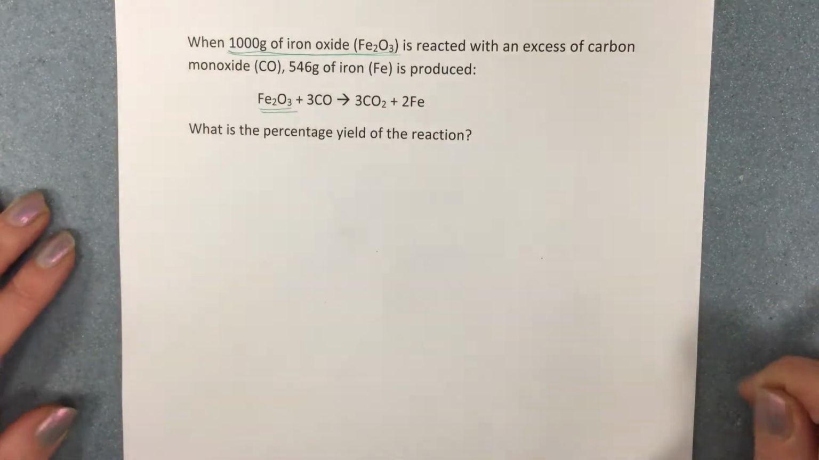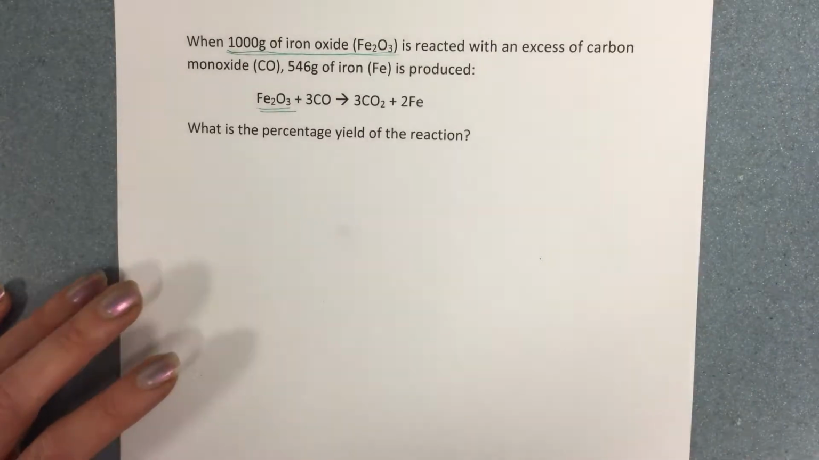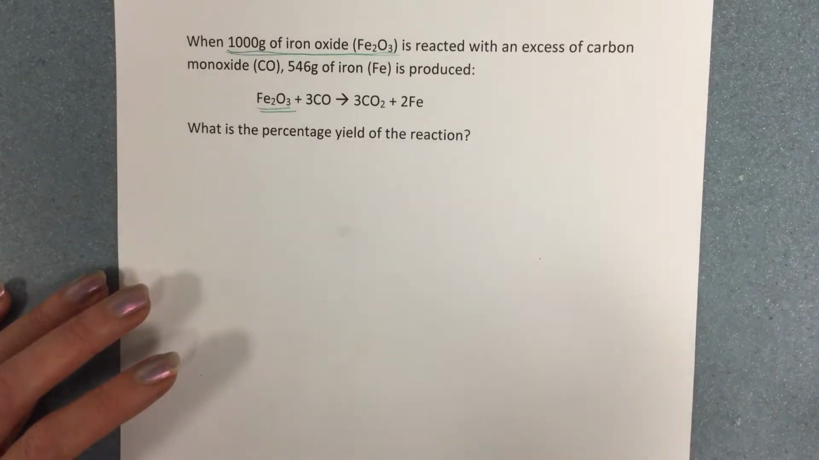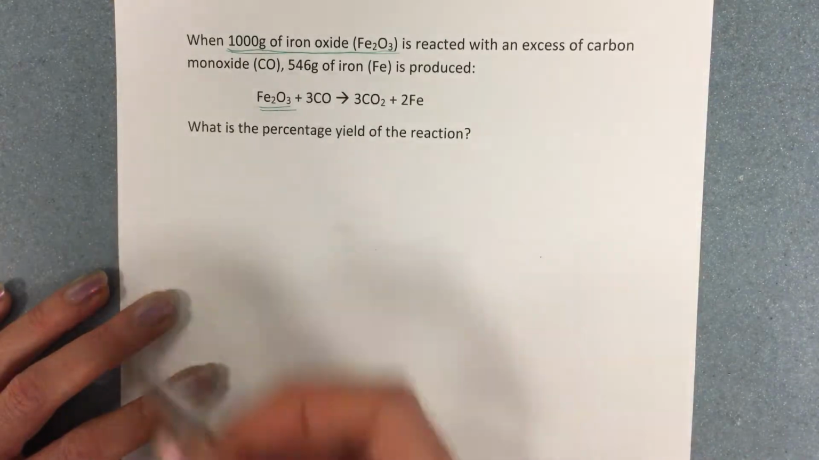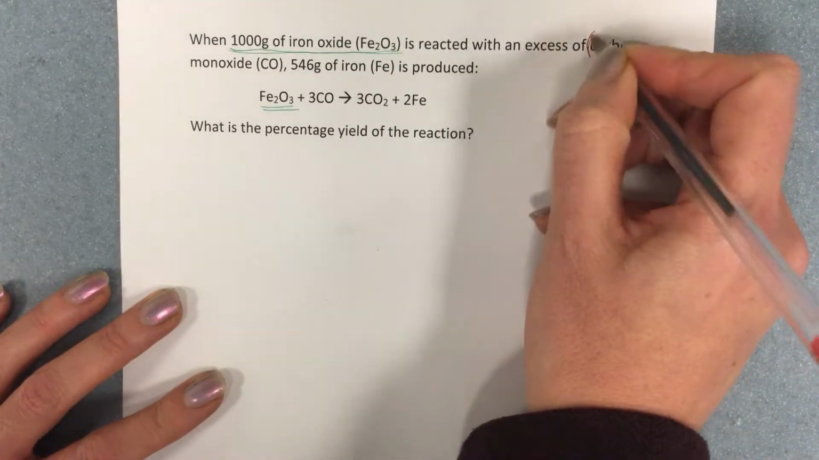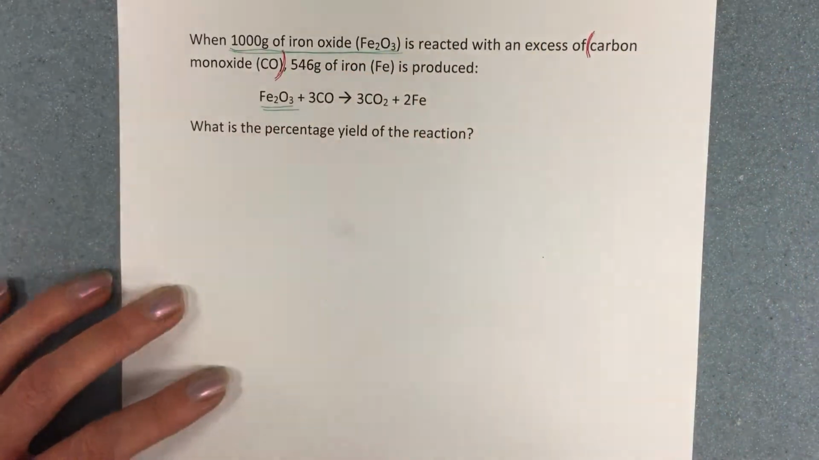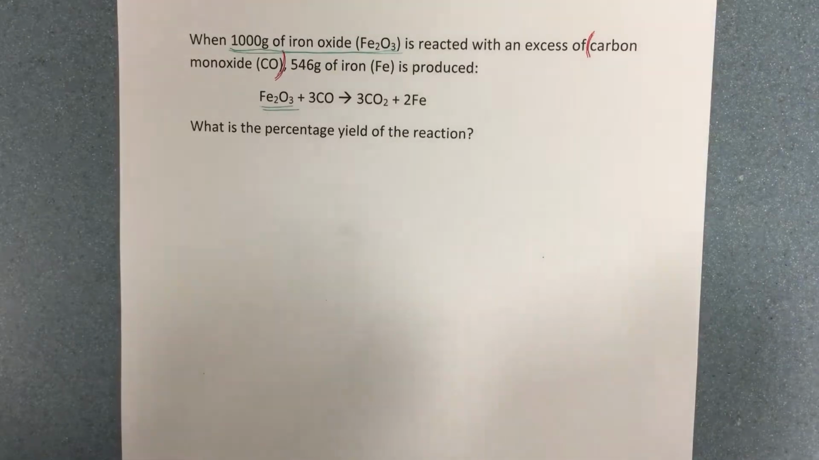So excess of carbon monoxide means that there's loads of it there, and there's enough of it to react with all of the iron 3 oxide. So there's not going to be anything left over. All the iron oxide should react. So we can ignore carbon monoxide.